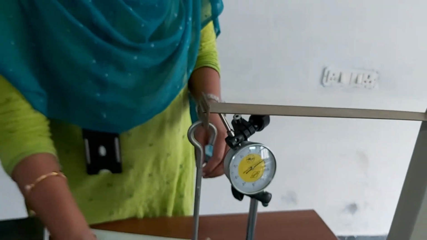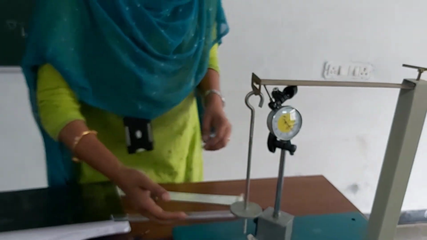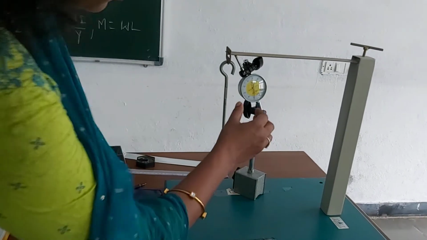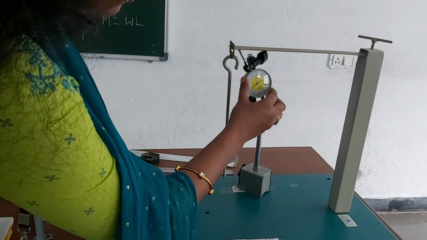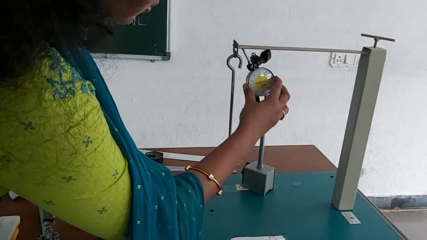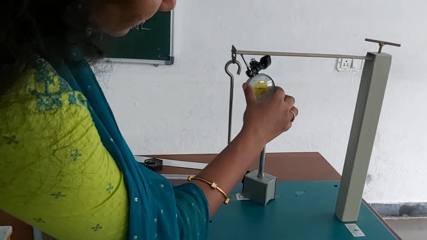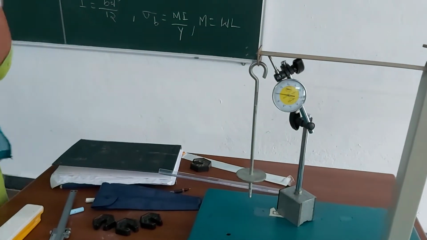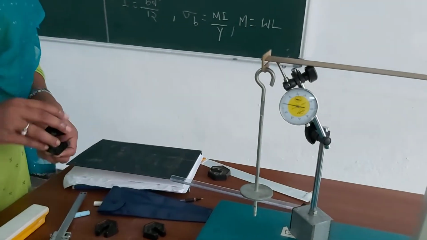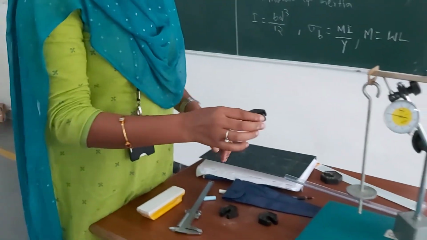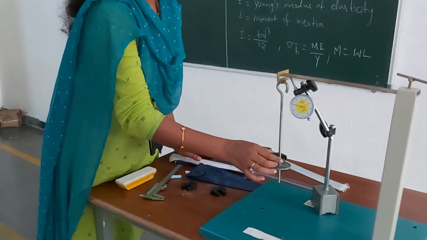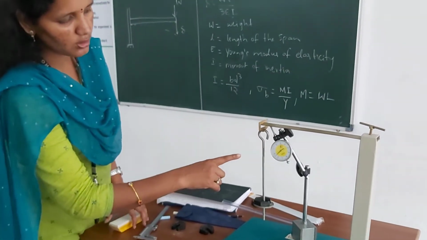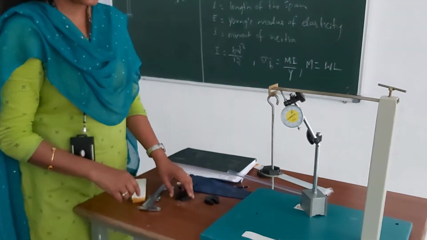Now I am gradually applying the loads, because we have set up the beam completely. Here we also got some deflection. Initially it is 0. First, I am applying the first load, and we take the weight and also the deflection whatever we get here.